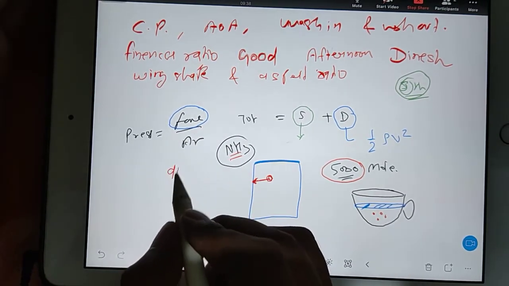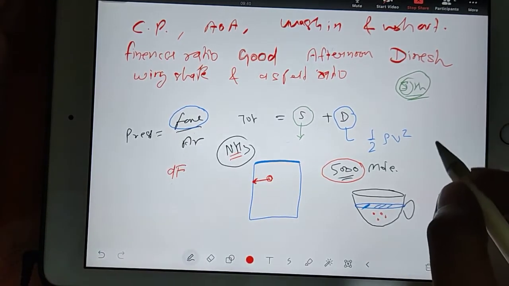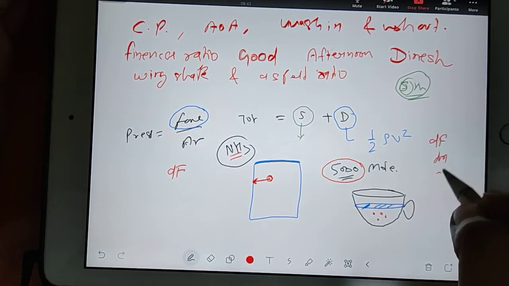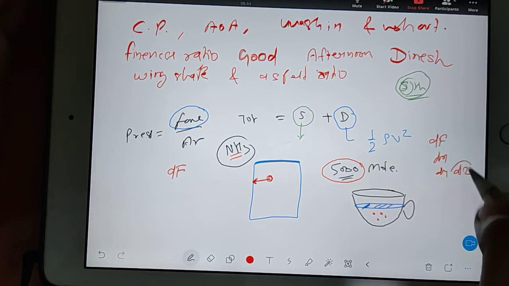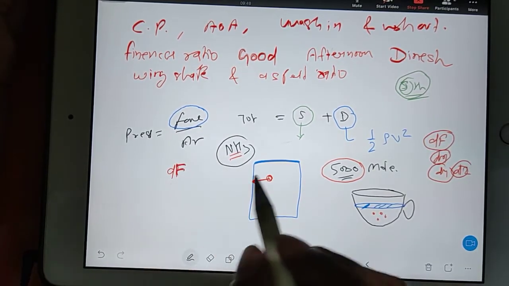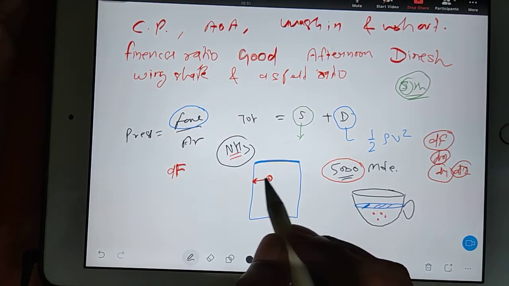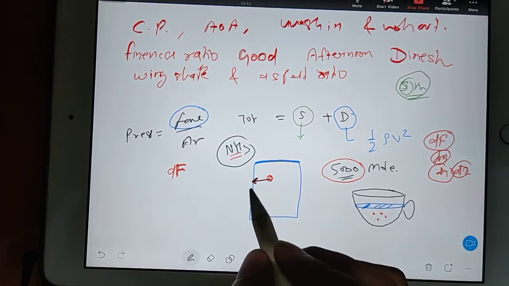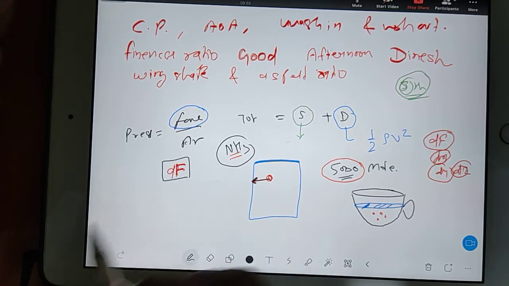That force I will call dF. You might know that dF, dx, dy, dz are the symbols to represent small quantities. So dF will be the smallest force, because I am targeting only one molecule. This one molecule will hit the wall, so the wall will experience dF amount of force.